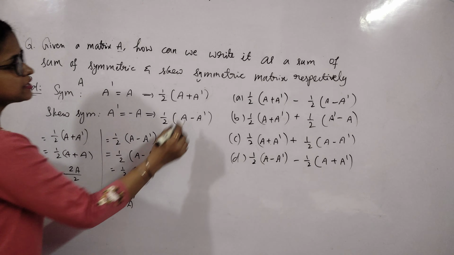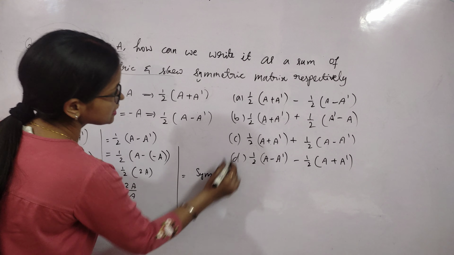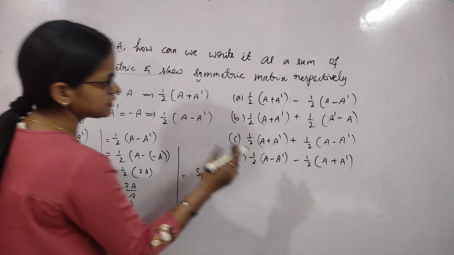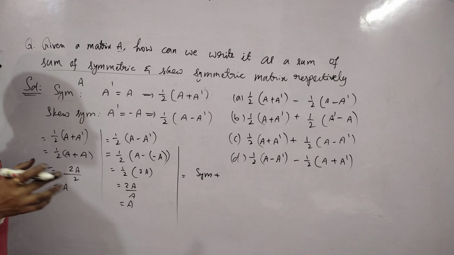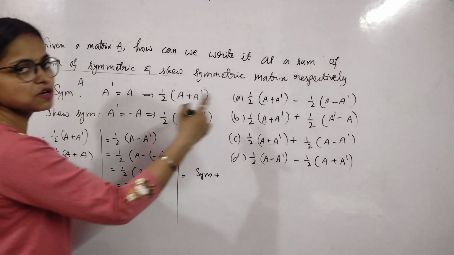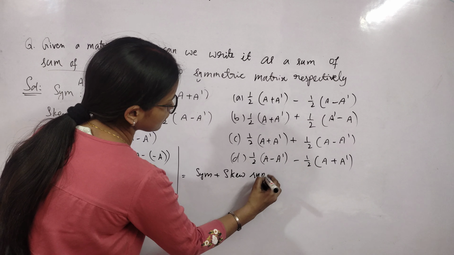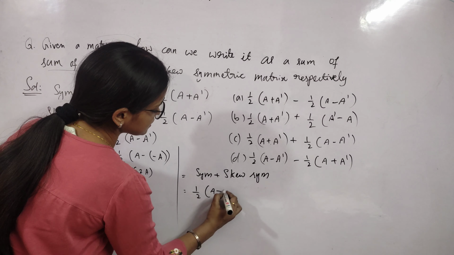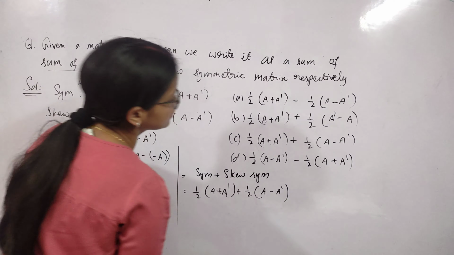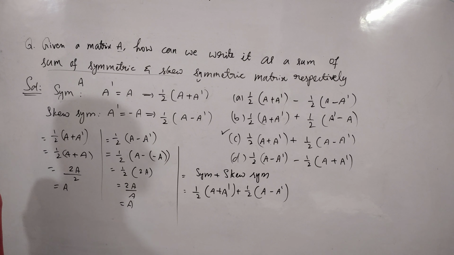So like this, what have they said? Sum of symmetric and skew symmetric respectively. So you cannot change the order. You can change it only if there are opposite symbols between them, but here it is a sum. Respectively means you have to follow the order. Symmetric is written as A plus A dash, whereas skew symmetric is written as A minus A dash. So which option is matching? C option is correct. So like this you can solve this type of questions.